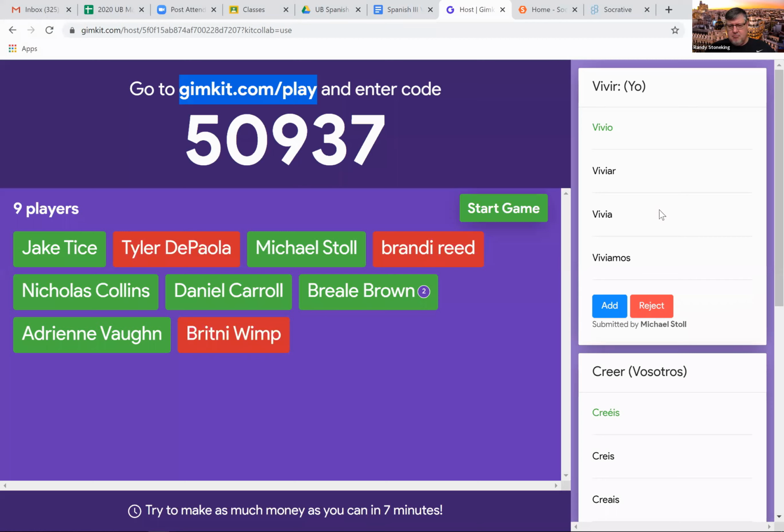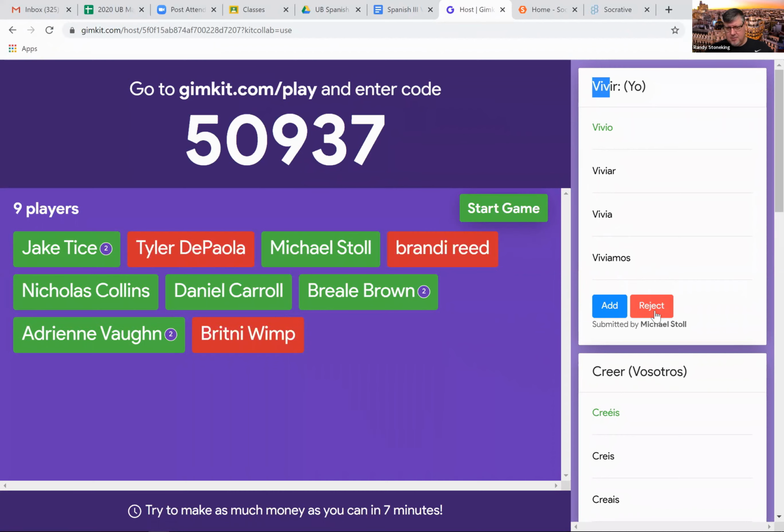Okay, Michael, don't forget when we take the original verb, we're going to knock off the last 2 letters. So you would just be left with VIV plus your endings. So you're going to need to go back and edit this, remove that second I. So it would be like vivo, viva, etc. Okay, I'm going to reject that. I'm going to send that back to you. You can edit it.